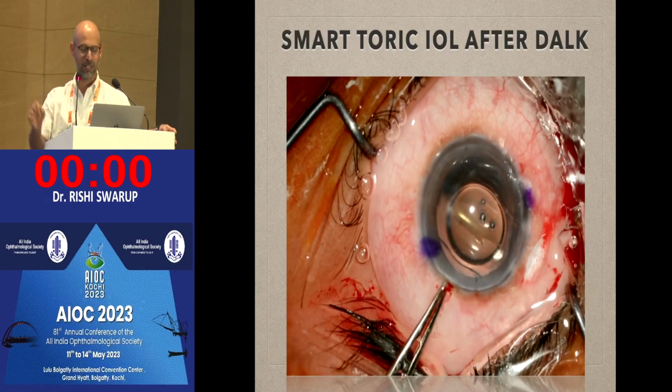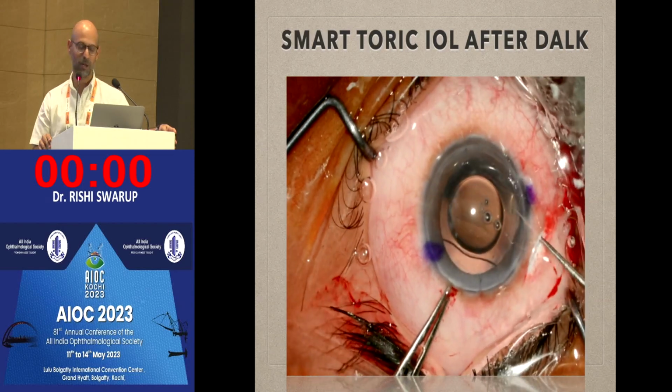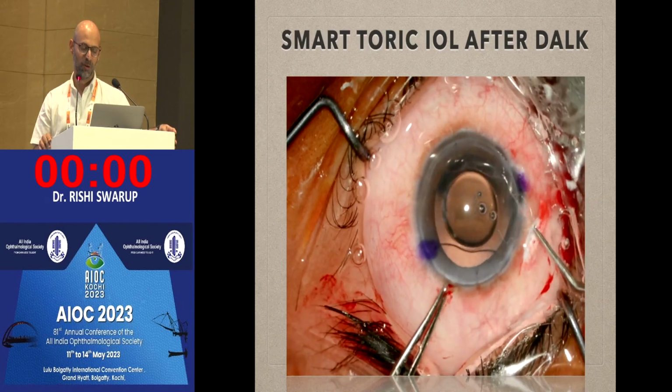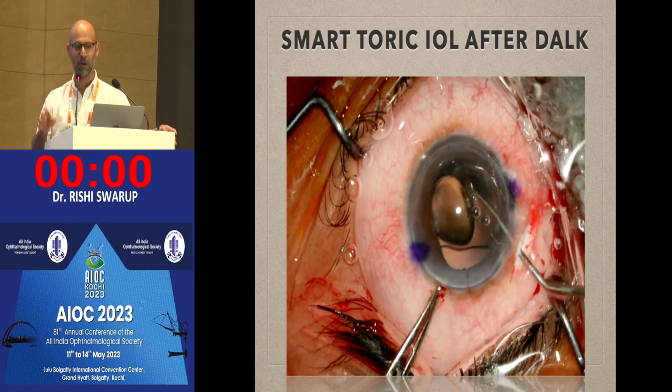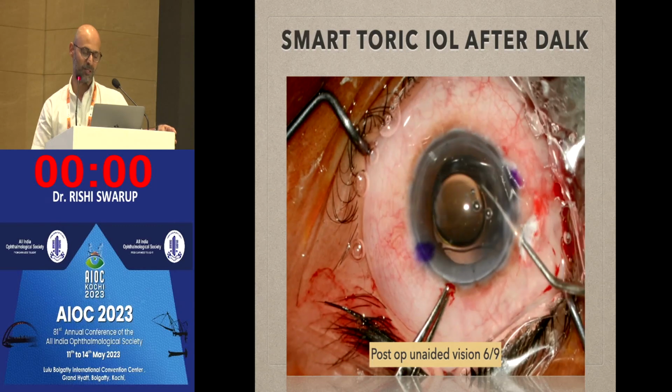You just have to insert it at 0, 180. So the marks are already there. I've just put the lens along that axis, and you don't really need to do any other marking. It's all built into the lens. And you can treat very high cylinders with this.